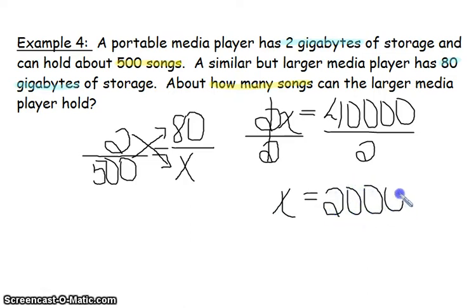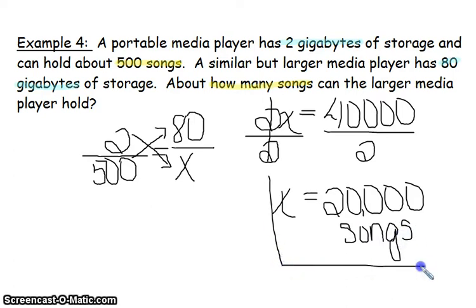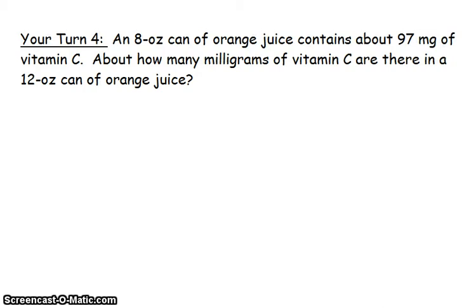Since this is a word problem, we do need to label that this 20,000 represents songs. Make sure you have your units in there. So, if you have a media player with 80 gigabytes of storage, based on this word problem, you can have about 20,000 songs on the media player, using proportions and cross multiplication to determine missing pieces in a word problem. So take what we've done here in example 4 and apply that to your turn question number 4.